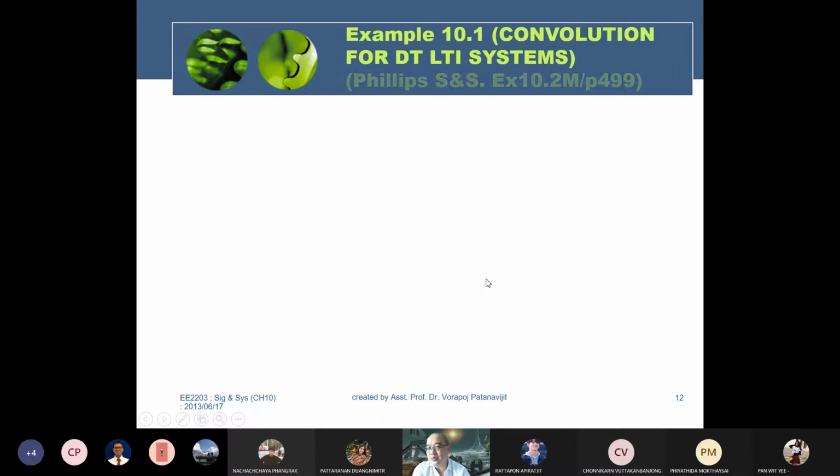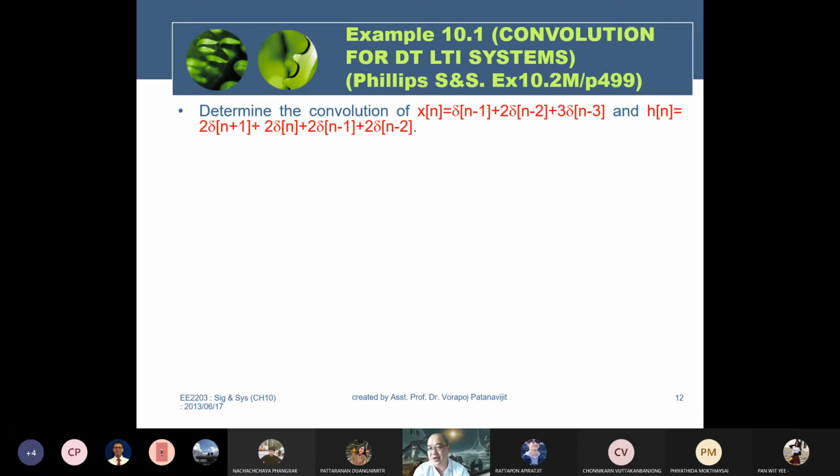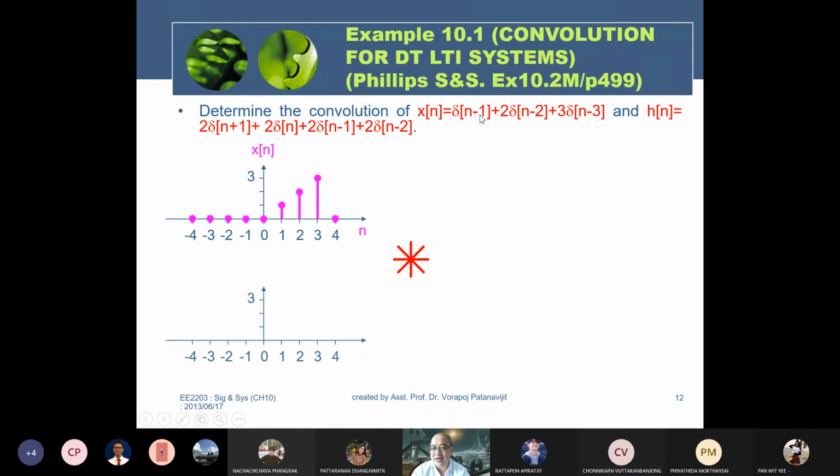Now, in order to give you more understanding about the convolution sum, I will provide some examples first and describe them from a graphical point of view. If the input is here, you plot it first. The first one, x[n] equals delta[n minus 1], at the first location. The second is delta[n minus 2], at n equals 2, the magnitude is equal to 2, and so on. Now you convolve with that.